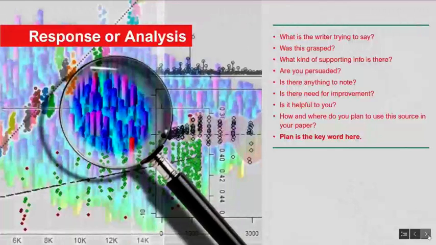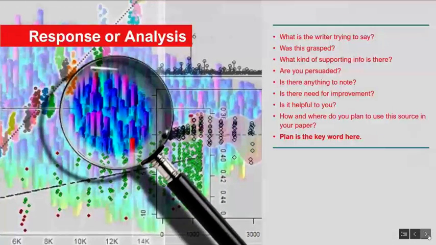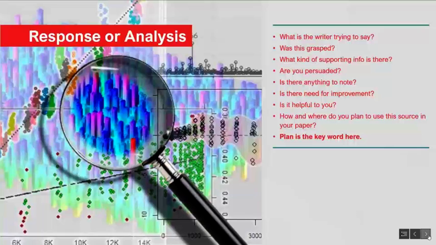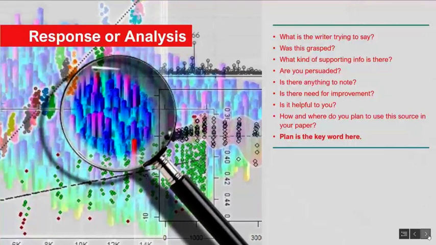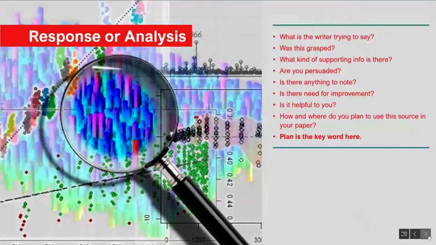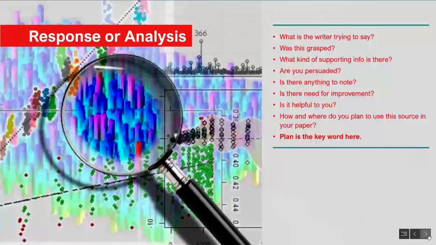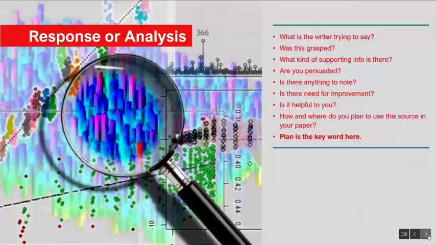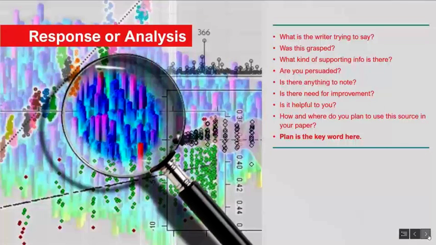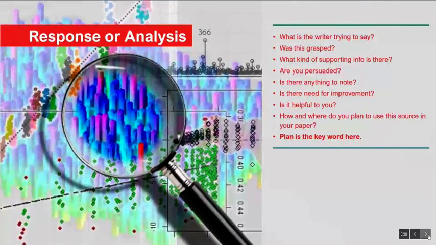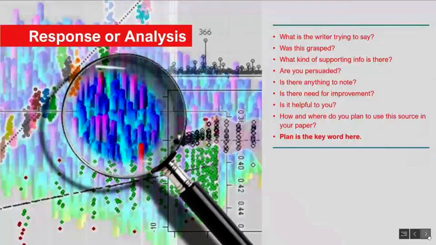So the next part of it is the response or the analysis. And this is where you're going to ask yourself some more questions. First, what is the writer trying to say? This is just what you think the author's goal was in it. And then ask yourself, was this grasped? Was this something that I personally understood as the main point? Just because somebody is writing about something doesn't mean that they are fully grasping the topic at hand.